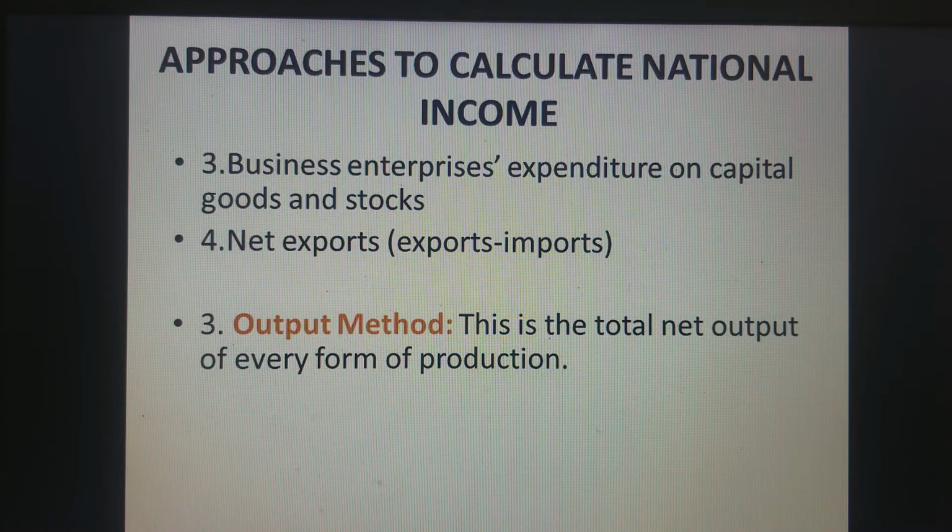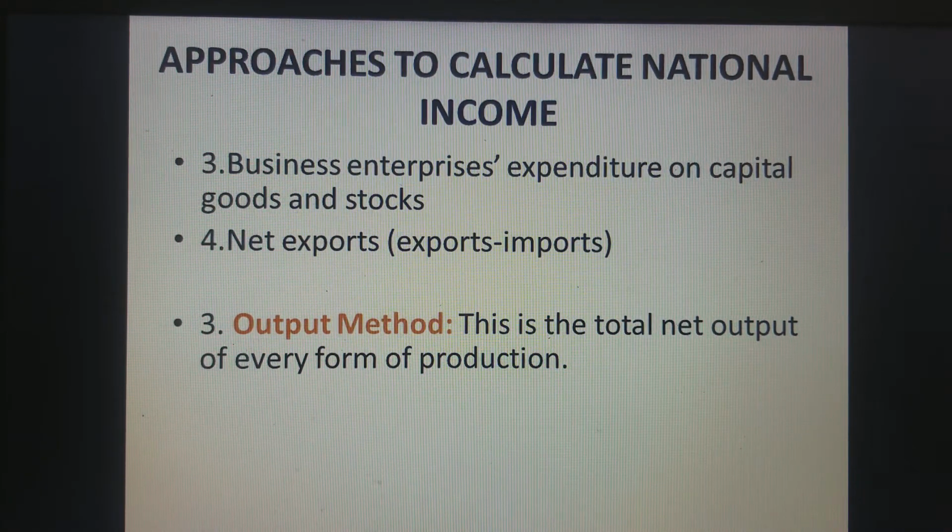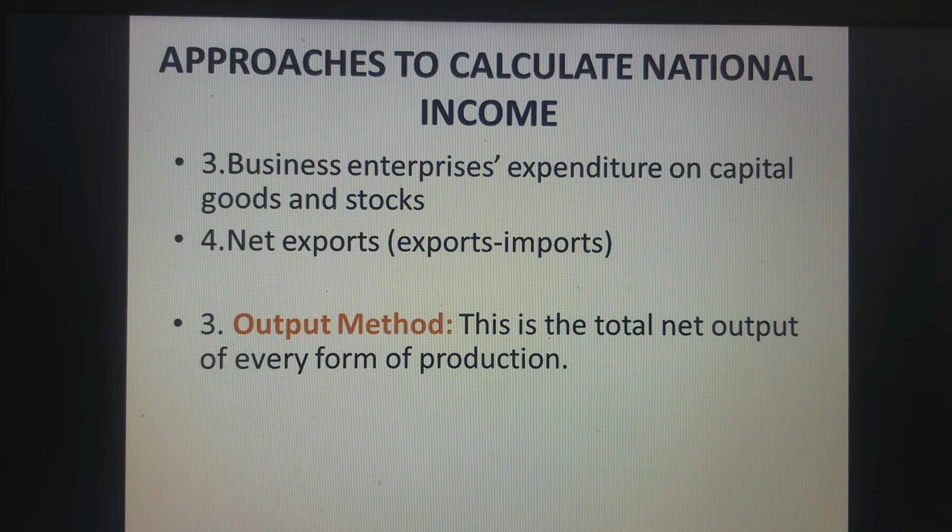The third method that is used to calculate national income is referred to as the output method. Now, this method looks at the total net output of every form of production. So then let's back up a little bit. The income method, we are calculating, adding up all the different aspects of income earning avenues. With the expenditure method, we are looking at the level of consumption, the level of expenditures for goods and services, how money is spent for purchasing items and so on. But the third method is referred to as the output method.